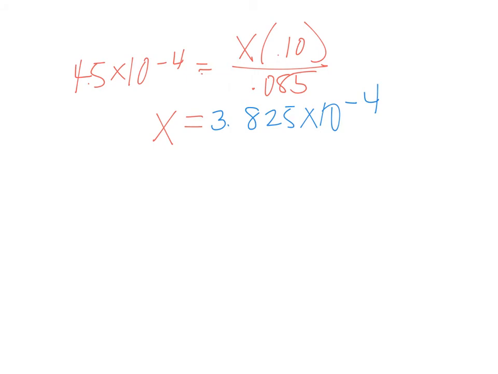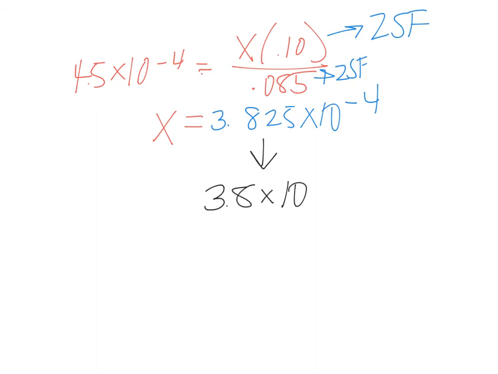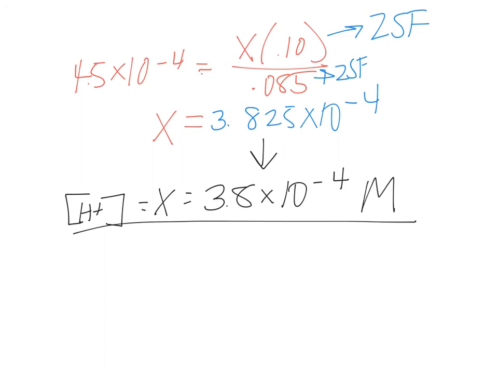Now if we look back at significant figures, 0.085 is 2 sig figs. 0.10, that's 2 sig figs. So my answer needs to be rounded to two significant figures. So I will have 3.8 times 10 to the negative fourth, and that equals X. But what does X equal? Well, X equals the H plus ion concentration. Okay, so here's my H plus concentration.